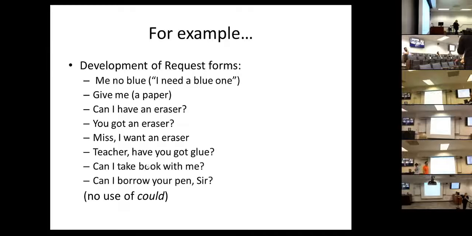So you can see the development. That's called pragmalinguistic development. Slowly over time, the use of the linguistic forms gets more and more complicated, okay? Although in this case, there's still no final development of could, for example. You can see that they've got other pragmalinguistic strategies, but they're still not volunteering the use of could, right? So that's pragmalinguistics.